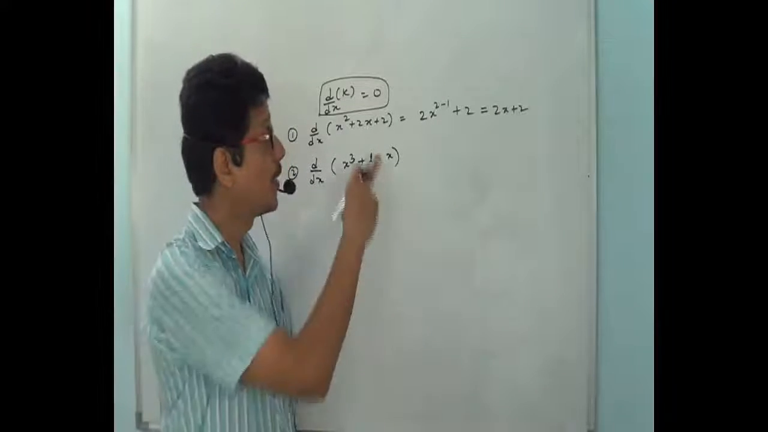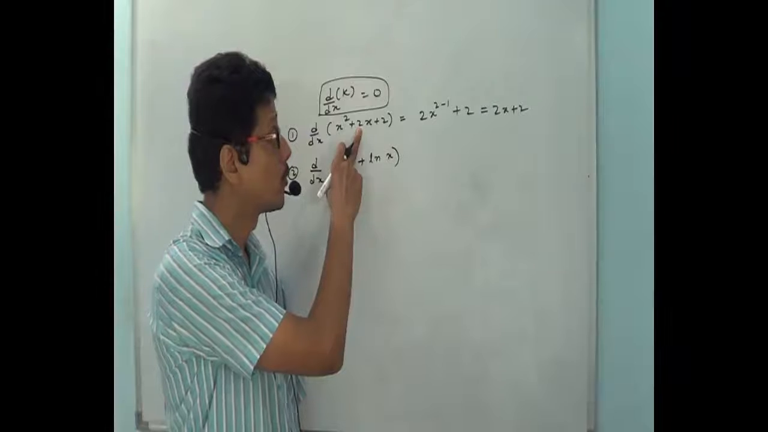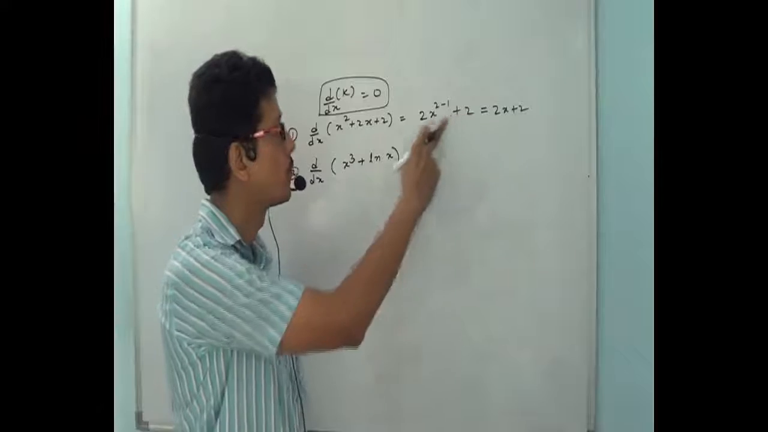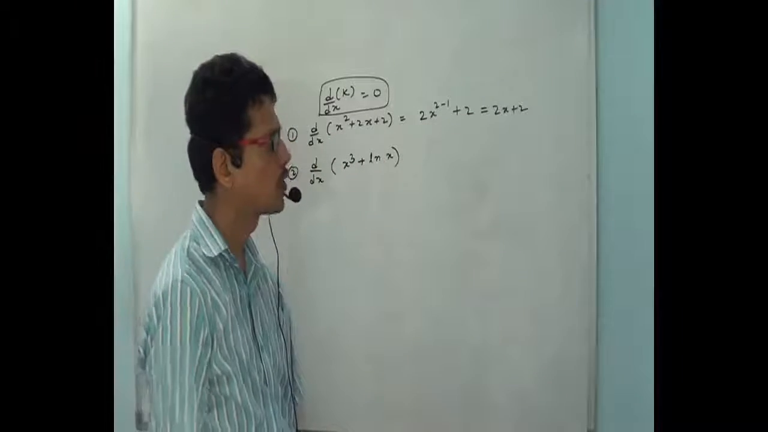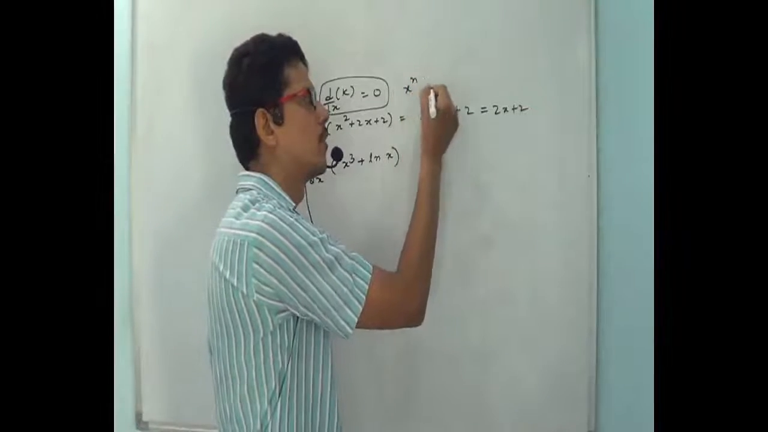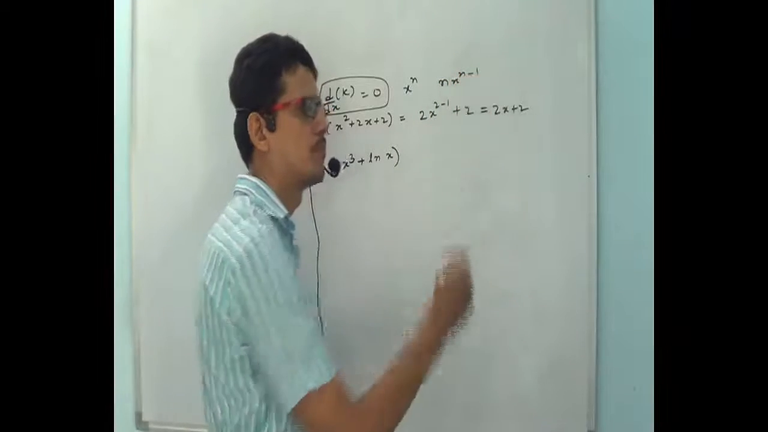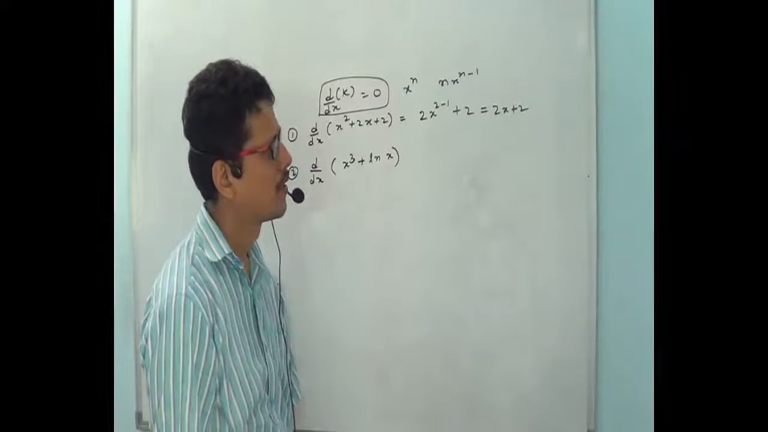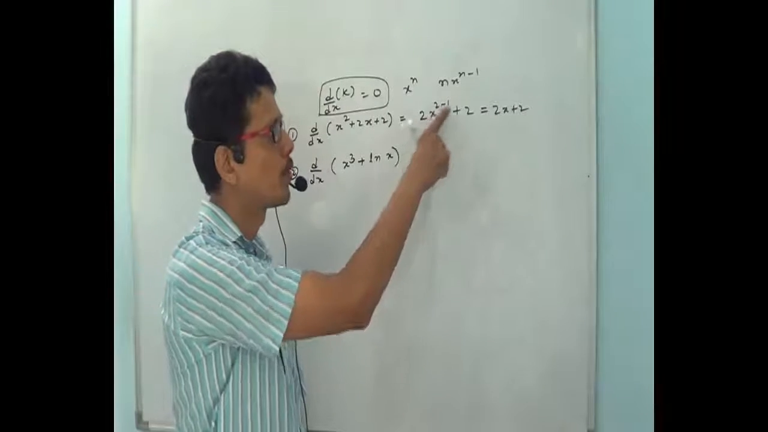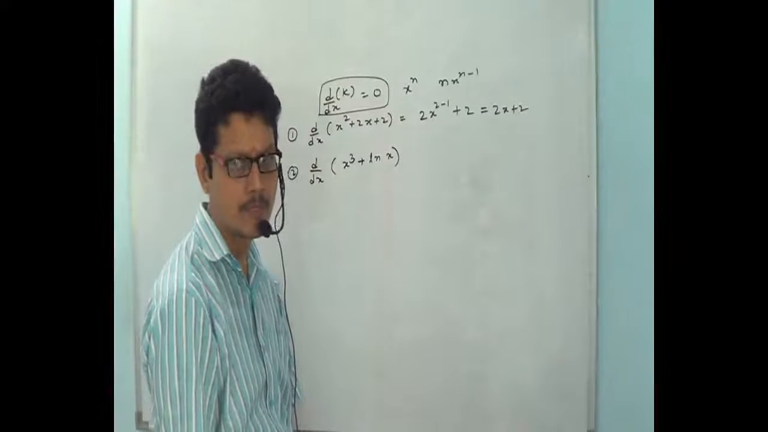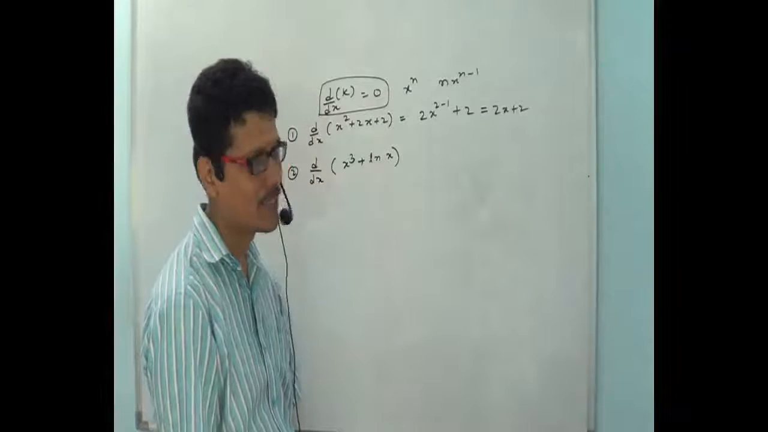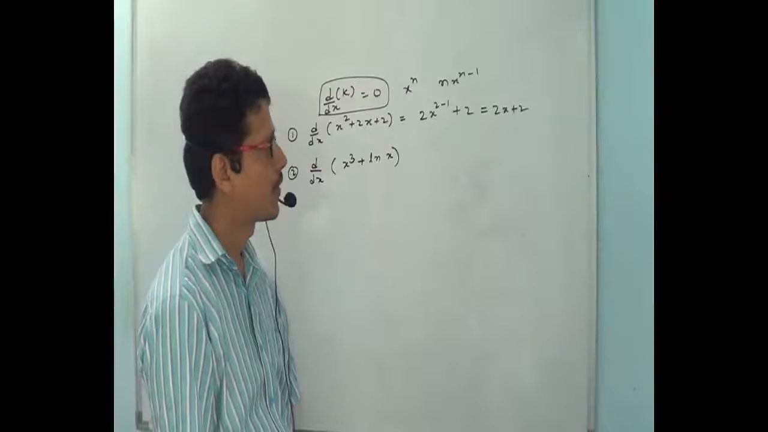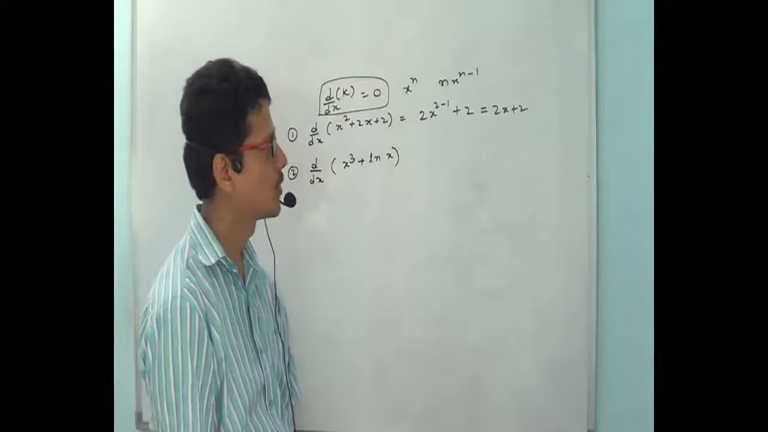What is dx by dx? dx by dx is 1. So constants we take out of differentiation. So 2 into dx by dx is 2. What is the derivative of x square? What is the derivative of x power n? n into x power n minus 1. So 2 into x power 2 minus 1. Is it correct? Correct. 2x plus 2. That is the first answer, 2x plus 2.